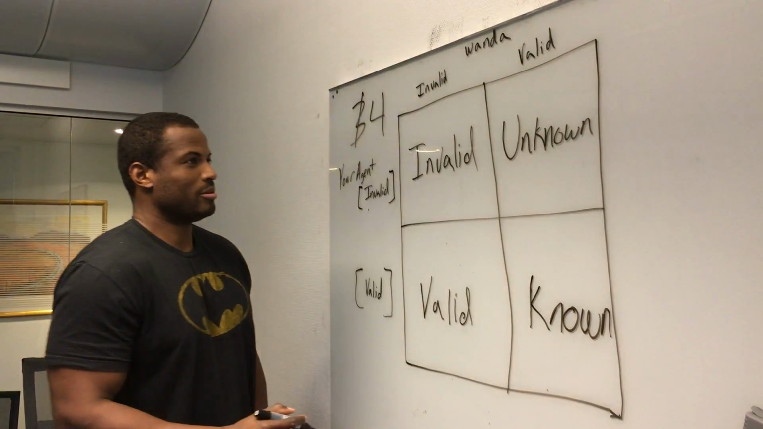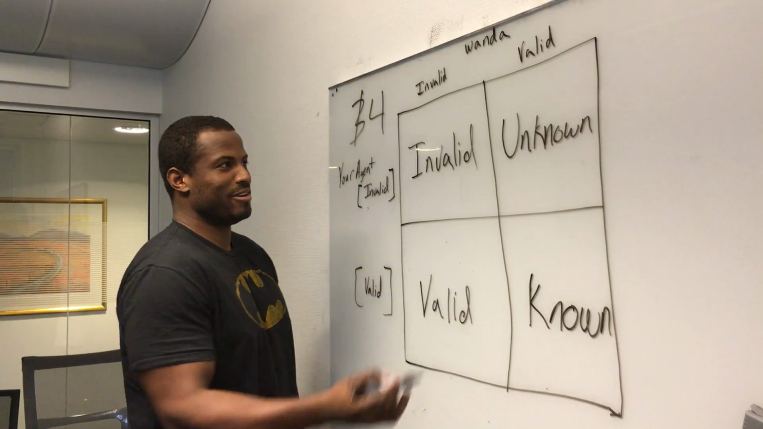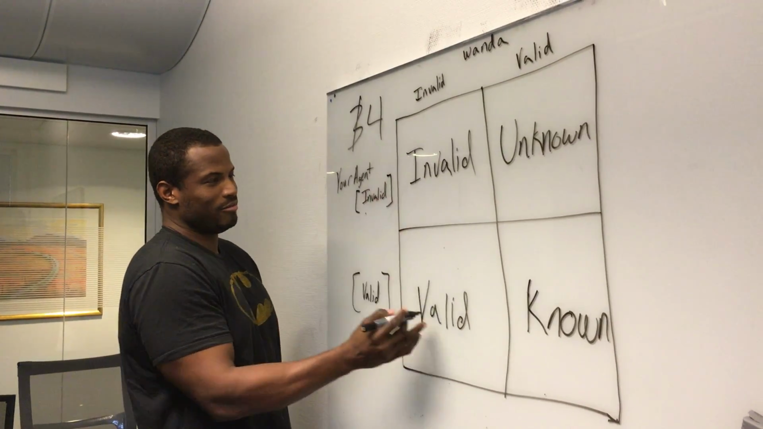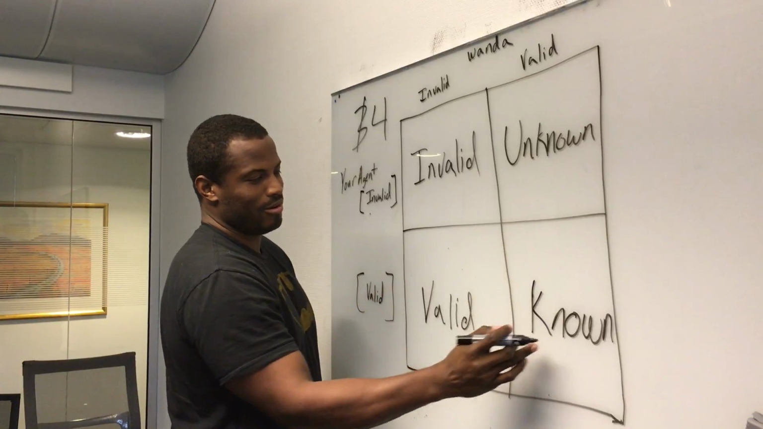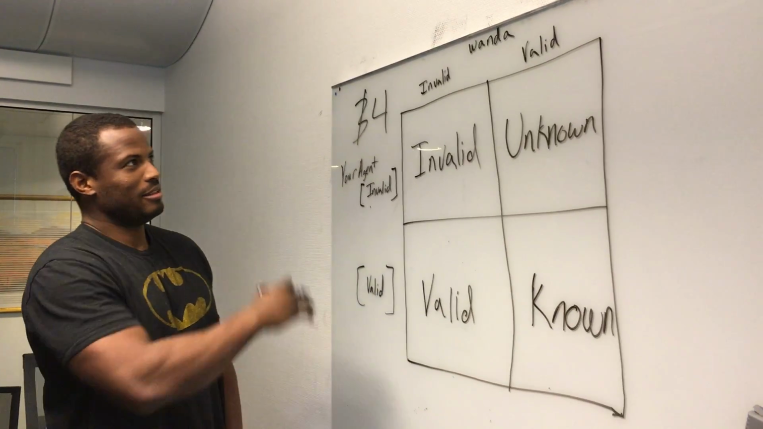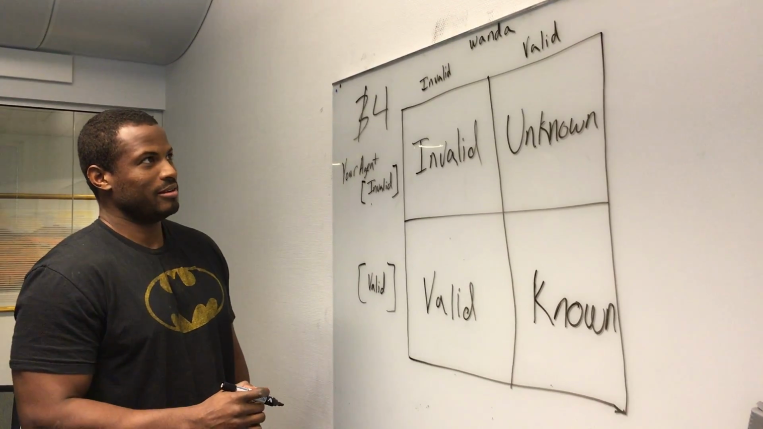Personally, I find this to be very nice, because now everything's balanced. You've got invalid, valid, known, unknown, and this makes complete and total sense now.